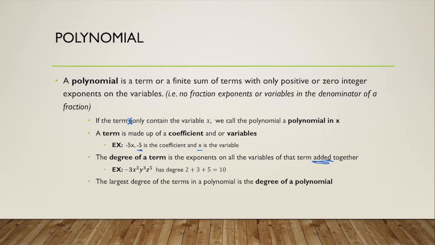So if I have a term that's negative 3x squared y cubed c to the fifth, that's going to have degree 2 plus 3 plus 5. We want to take the sum of those exponents, and that's going to give us a degree of 10. The largest degree of all the terms in a polynomial becomes the degree of the polynomial.